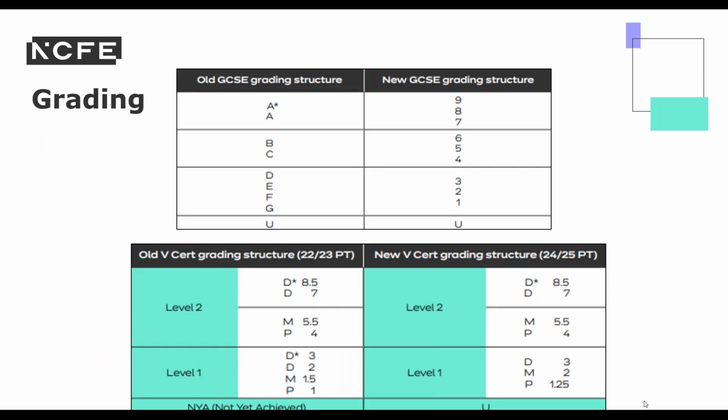You may be familiar with this chart that shows how V Cert grading matches with GCSE grading. In the new V Cert grading, level 1 goes up to a maximum of a grade 3 with a distinction, and the level 2 goes up to a maximum grade of an 8.5 for distinction star. The Department for Education has set this maximum as they want the top grades, i.e. the 9s, to be the academic GCSE achievement only.